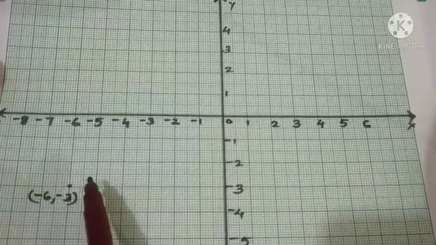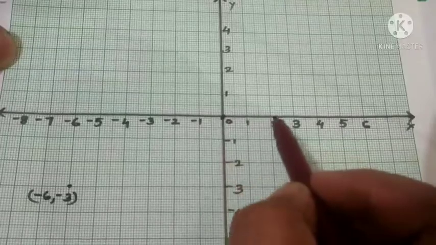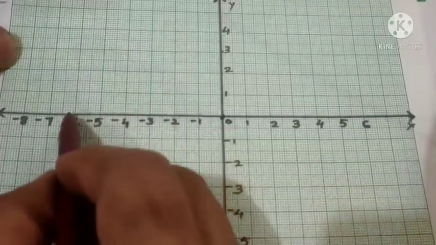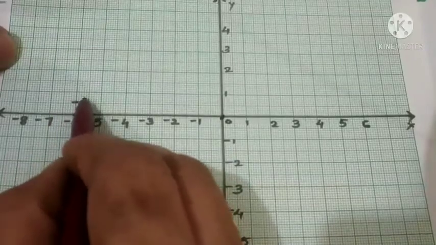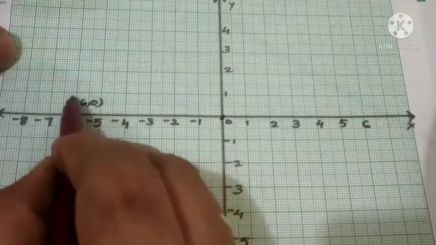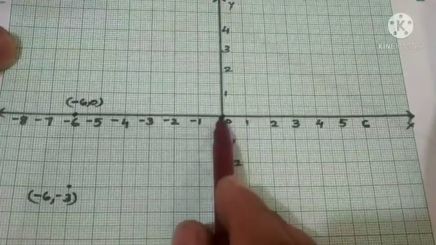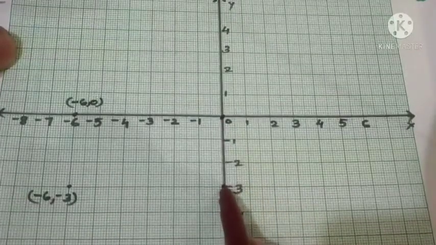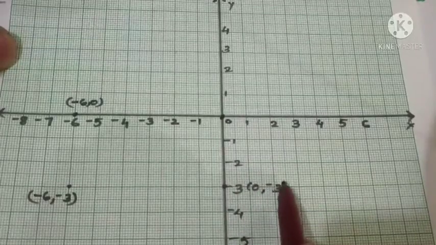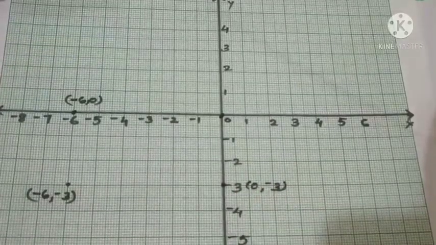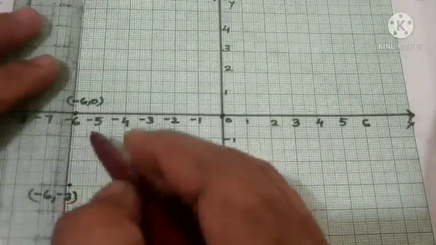Next, what is that one? One vertex is the origin. Now minus 6 is the length, so it comes here. What is the coordinate here? Minus 6 comma 0. Now what is the next coordinate? It's the breadth, 3 units only, so 0 comma minus 3. So we got a rectangle with length 6 and breadth 3 only. So we are completing it.